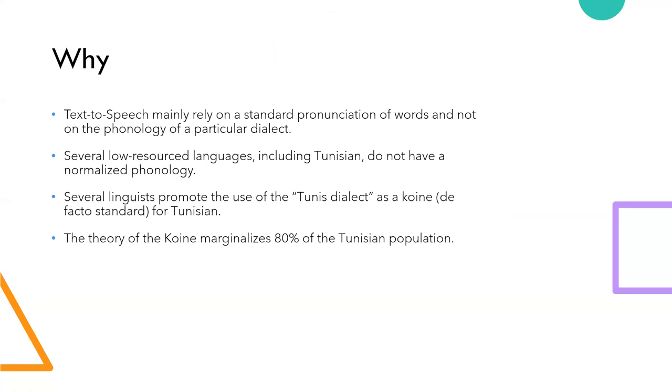What we found is that several low-resource languages, including Tunisian, do not have normalized phonology. That's a problem. To solve this problem, several linguists promote the use of the Tunis dialect as a koine, meaning a de facto standard for Tunisia. Well, the theory of the koine marginalizes 80% of the Tunisian population, because 80% of the Tunisian population do not speak as the inhabitants of Tunis do.